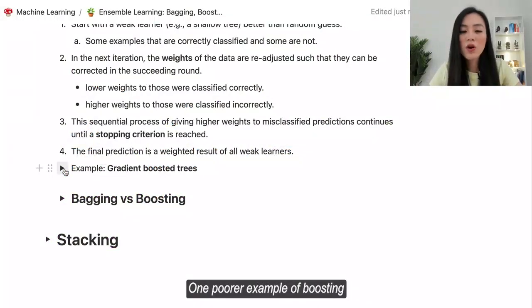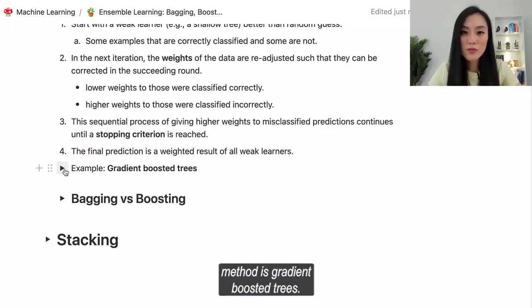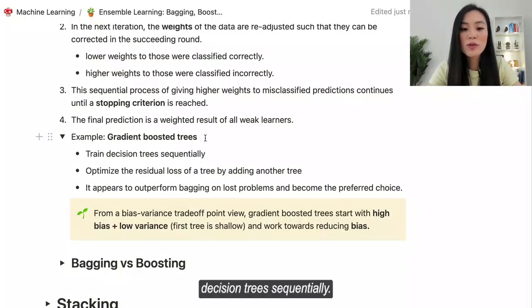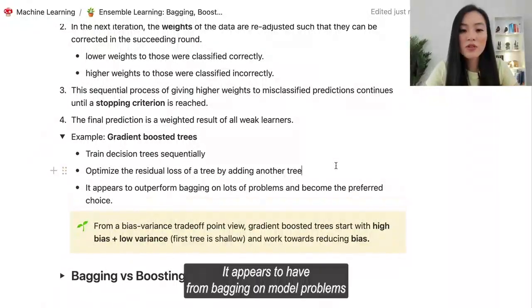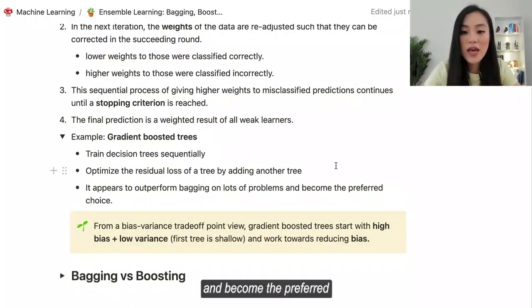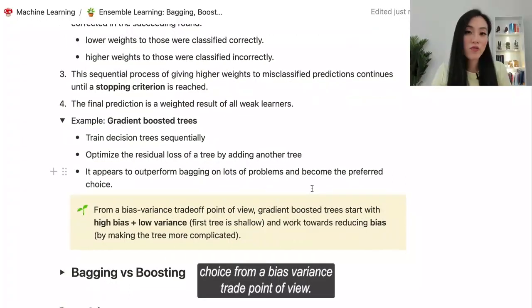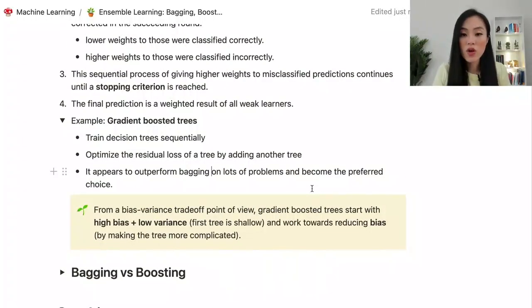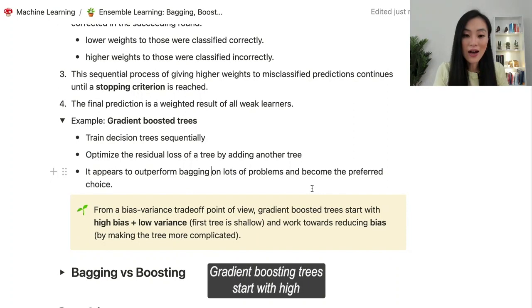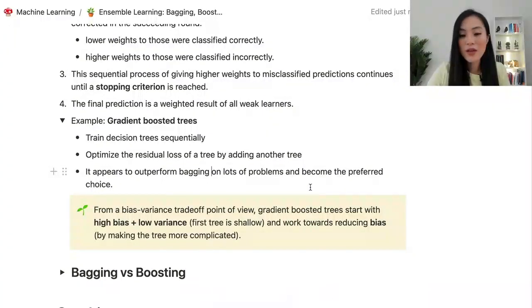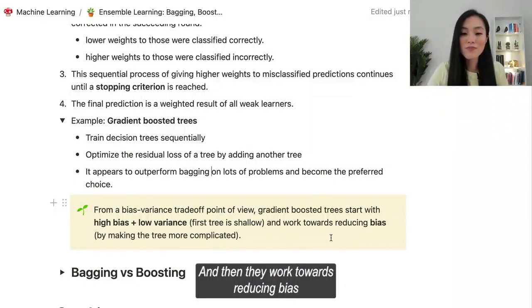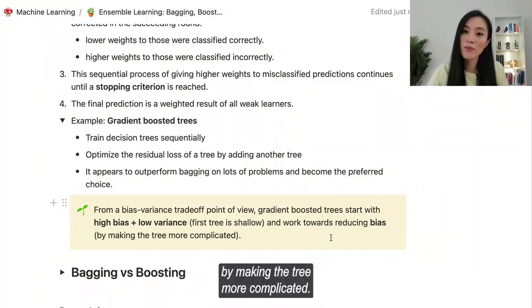One popular example of boosting method is gradient-boosted trees. Gradient-boosted trees train decision trees sequentially. It optimizes the residual loss of a tree by adding another tree. It appears to outperform bagging on lots of problems and has become the preferred choice. From a bias-variance trade-off point of view, gradient-boosted trees start with high bias and low variance because the first tree is shallow. It's slightly better than random guess. And then they work towards reducing bias by making the tree more complicated.